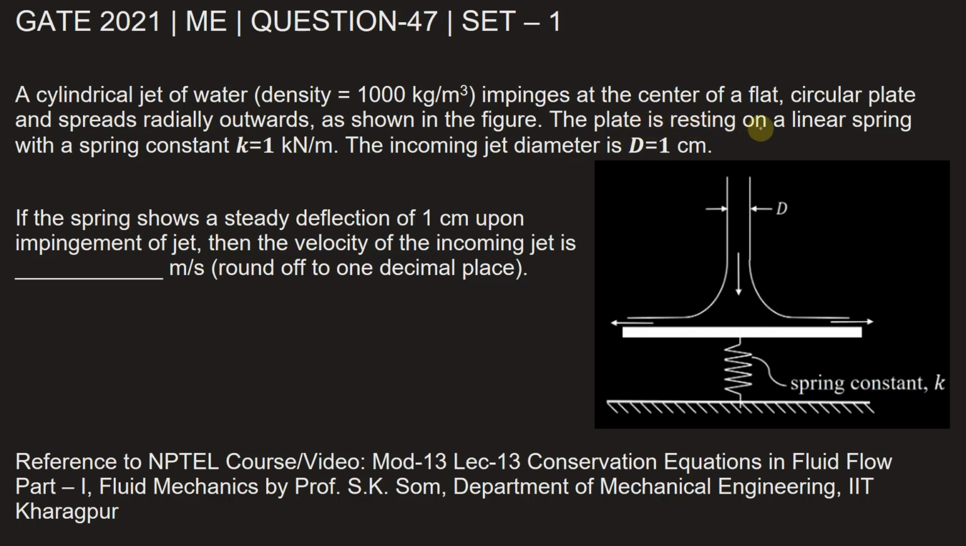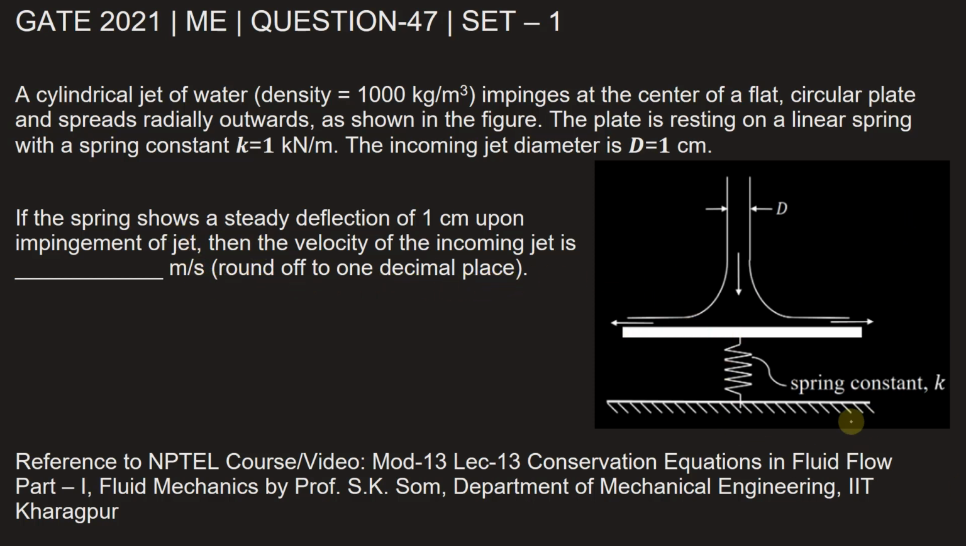The plate is resting on a linear spring with a spring constant equal to 1 kilonewton per meter. The incoming jet diameter is 1 centimeter. If the spring shows a steady deflection of 1 centimeter upon impingement of jet, the velocity of the incoming jet is in meter per second. So we need to find the velocity of the jet that hits the flat and circular plate in the middle, and that too rounded off to 1 decimal place.